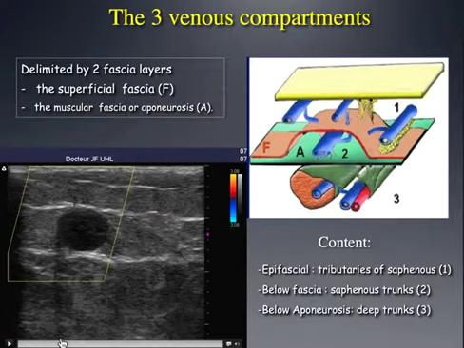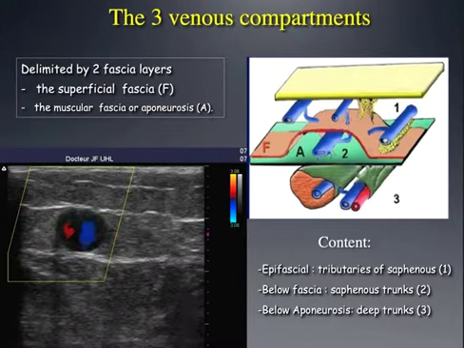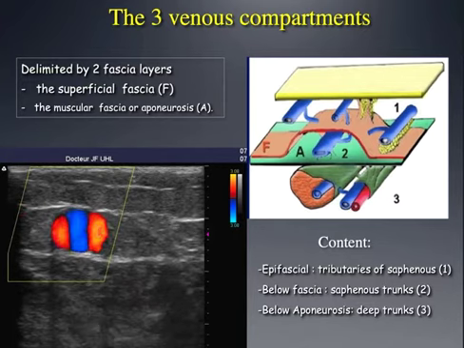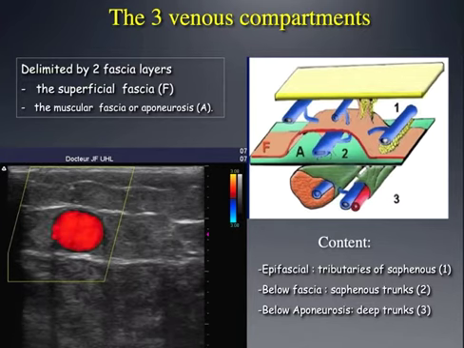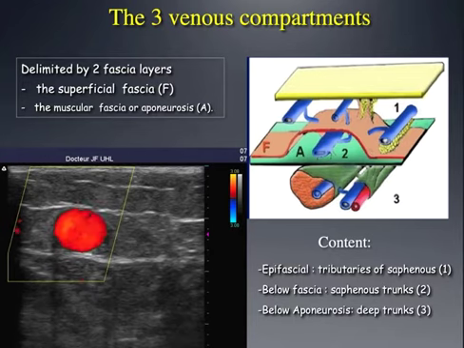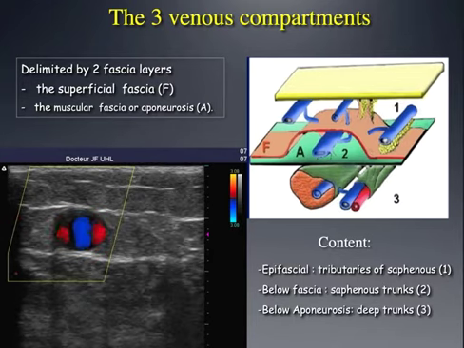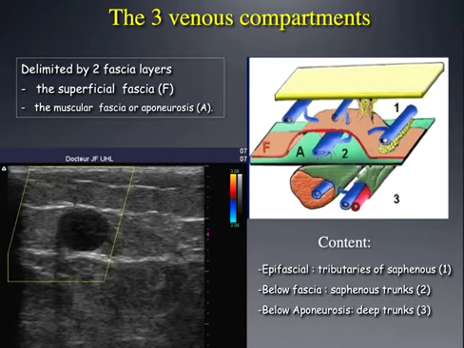The eye is surrounded by two fascial layers. The first, more superficial in yellow, is the superficial fascial layer. And the second, marked two, is the muscular fascia or aponeurosis.